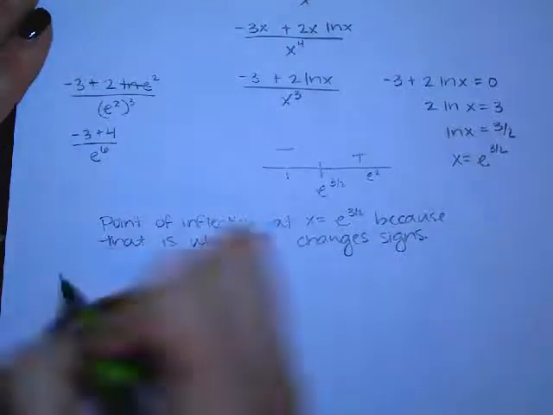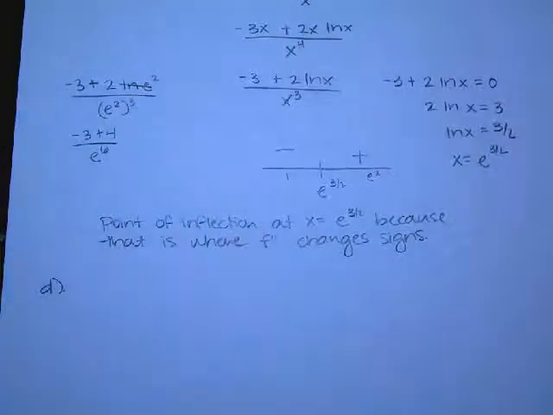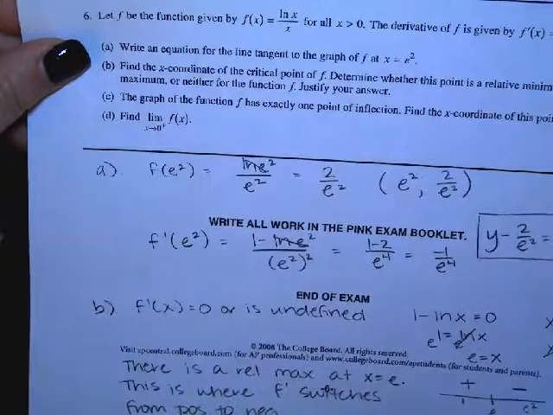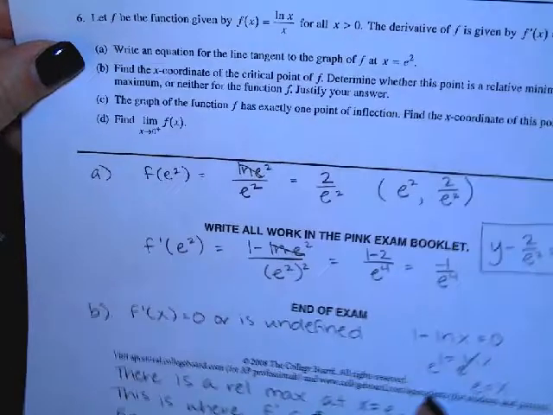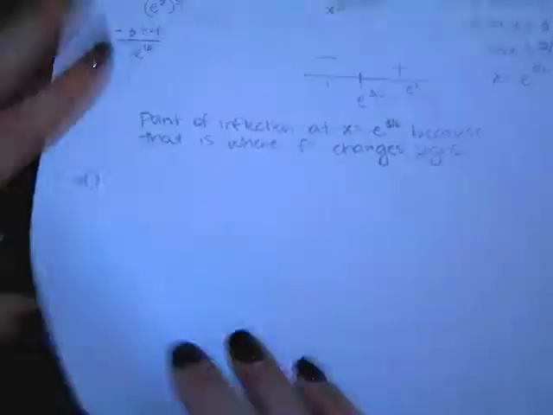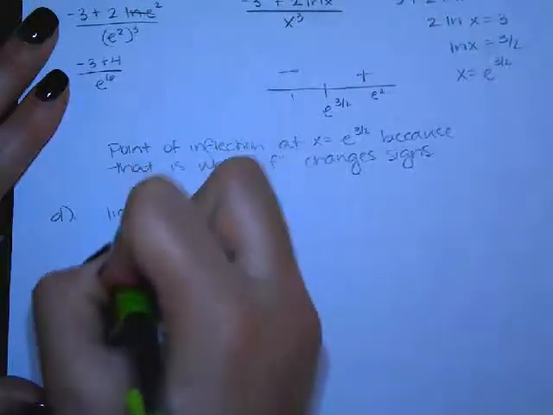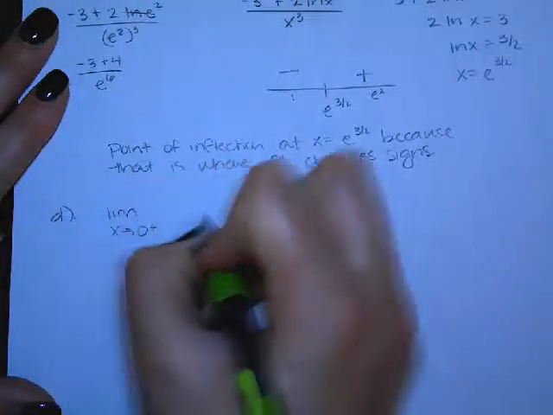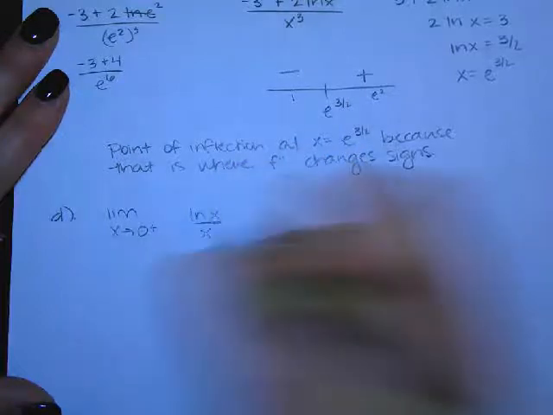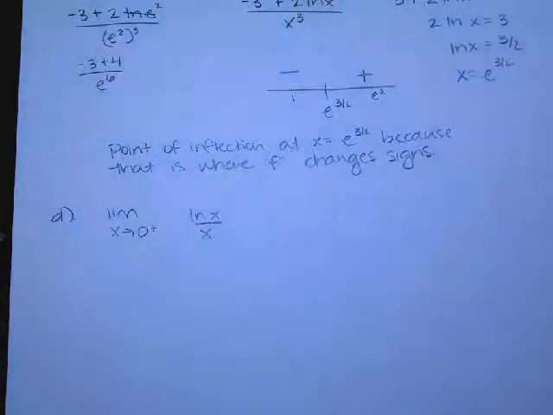Okay, and then part D is asking for the right-hand limit of f of x as x approaches 0. So I'm going to say the limit as x approaches 0 from the right of ln x over x. And the interesting part about this is that ln of 0 is undefined, and when you divide by 0, that's also undefined. However, they're not asking you to plug in 0, they're thinking about 0 from the right.